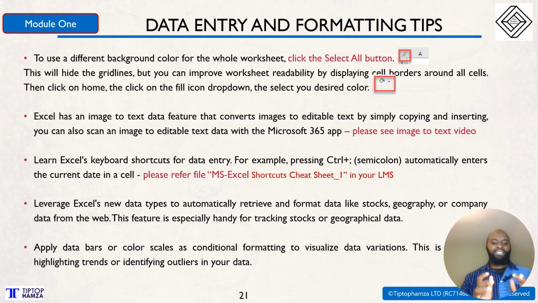So to conclude this lesson, here are the data entry and formatting tips. There are many data entry and formatting tips, and as you start to analyze and work with Excel, you come up with your own entry and formatting tips, and some even have their own style of diving into dirty data. But the most important part is that in Excel, you can easily change the background color of the entire worksheet by selecting all cells.